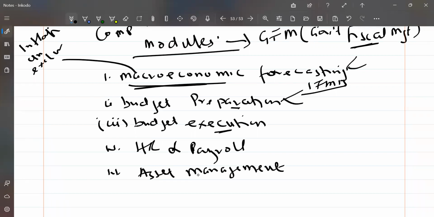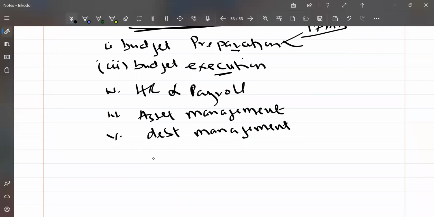How to manage assets in the software. Debt management. They are all models under GIFMIS. Exactly. The next one is tax administration.